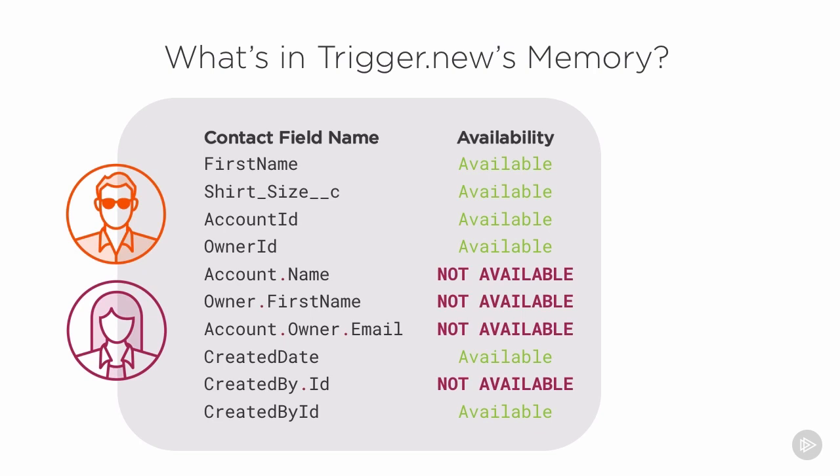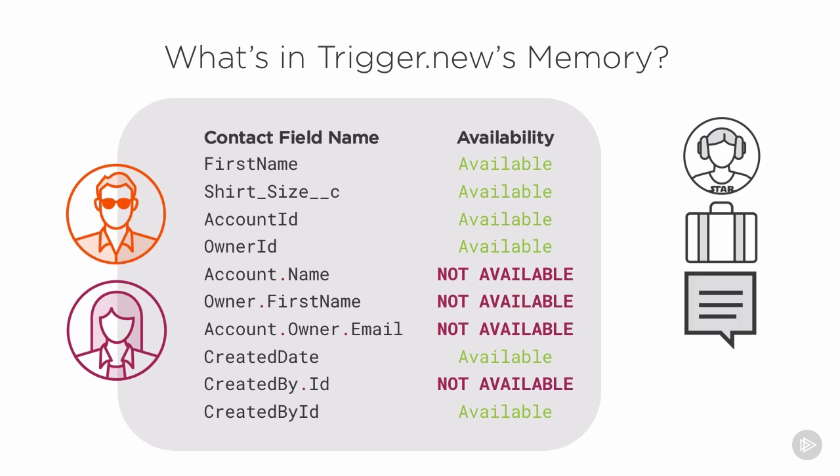And remember, we're just talking about the 2 contacts in Trigger.new right now. For every other contact in our org, we have 0 data stored on them in Trigger.new. Need info on the case object? Not in Trigger.new. How about chatter posts or the price book object? Again, not in Trigger.new. Hopefully you're starting to see the picture here of how limited Trigger.new's memory is.